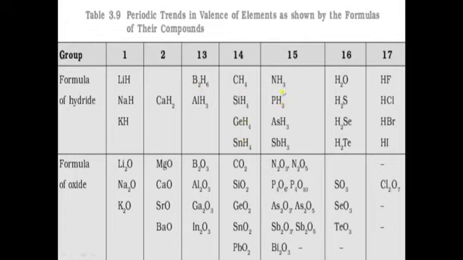So here 3 atoms of hydrogen combine with the 15th group element nitrogen and form ammonia, NH3, PH3, AsH3, SbH3. Next is 16th group element water, H2O. Here 2 atoms of hydrogen combine with oxygen, and here again sulfur, selenium and tellurium.